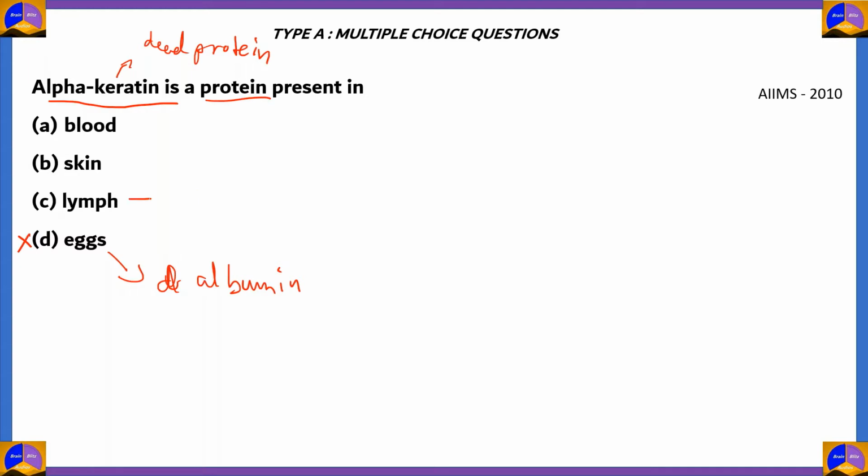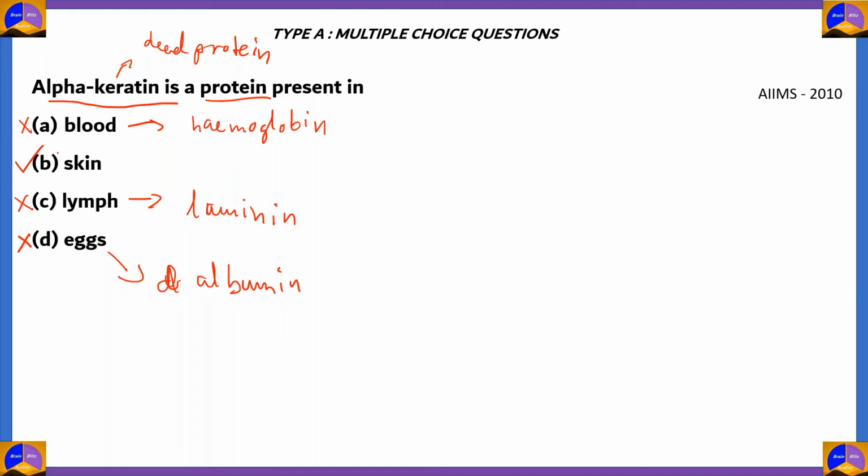Option C, lymph. Lymph contains many proteins, the most prominent of which is laminin. So option C is incorrect. What about option A, blood? Blood is primarily composed of hemoglobin, the protein which contains iron that transfers oxygen in the body and which also gives blood its red color. So option A is incorrect.